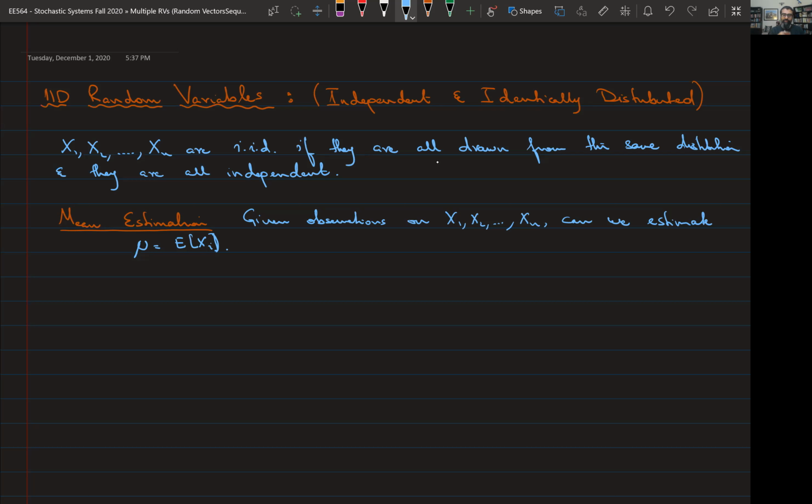Okay? So given these observations, what do we do? I mean, how do I estimate the mean? Okay, so there's a very, very intuitive answer to that. Before I talk about the intuitive answer, let's do an example here. Let xi follow a Gaussian distribution with a mean mu and a variance sigma squared, right, for all i.